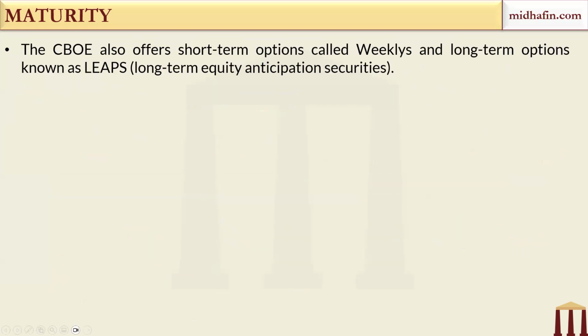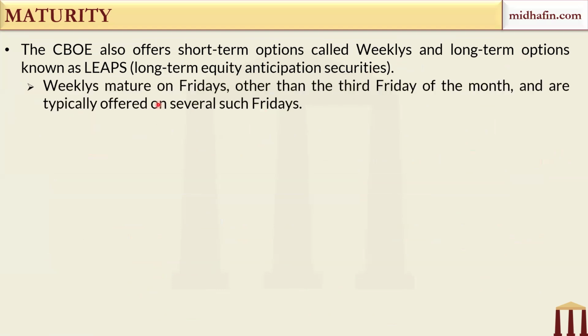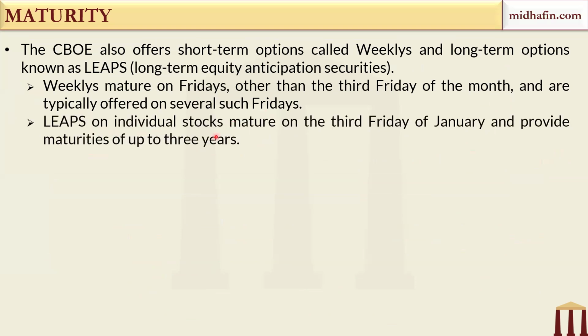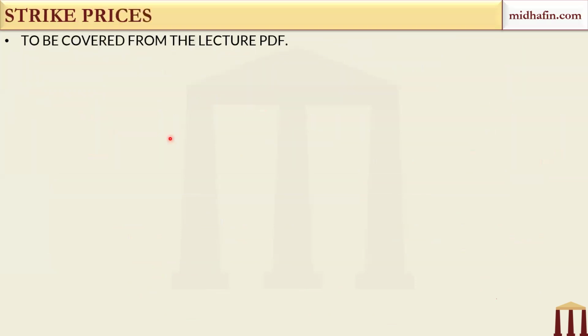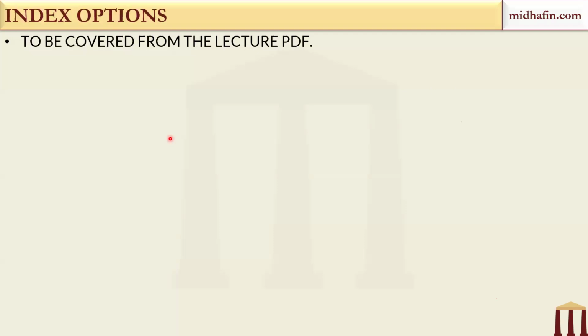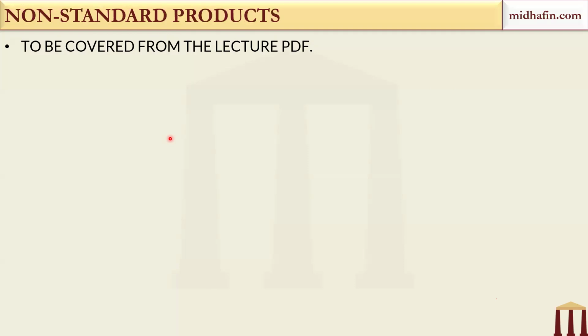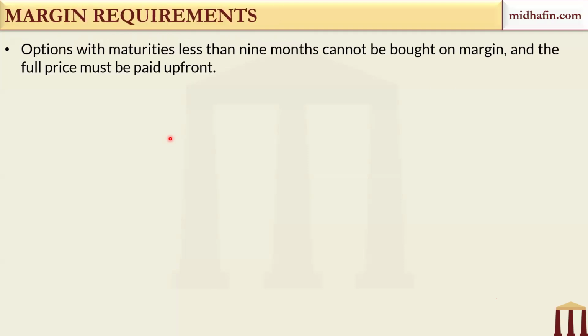The CBOE also offers short-term options called weeklies and long-term options known as leaps. So weeklies mature on Friday, other than third Friday of the month, and are typically offered on several such Fridays. Leaps, this is basically theoretical, you can go through it yourself. Strike prices part, you discover this from the PDF. Index options, so basically the theoretical parts we are not covering. ETP, non-standard trading, okay.